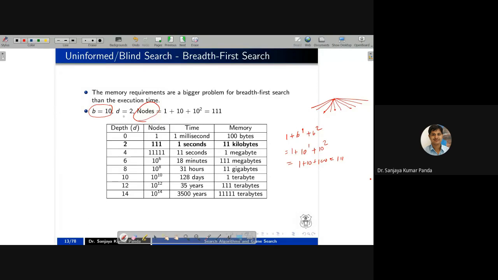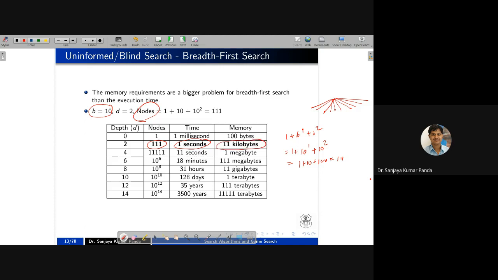So see, with a depth level of only 2, only the branching factor will increase to 10, right? So the number of nodes is 111. Suppose in order to search each and every node, one node takes some time. Definitely, when you search a particular node, it will take some time. Imagine the time is some nanosecond or some millisecond. So total time required is 1 second. 1 second is a feasible solution. And the memory requirement is 11 kilobytes.